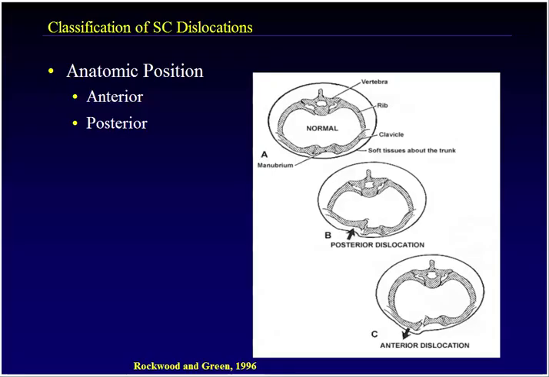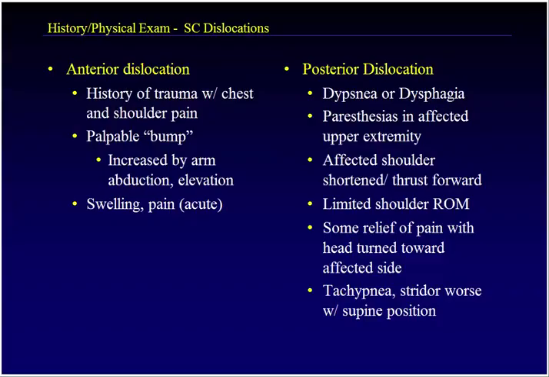We define sternoclavicular dislocations based on the anatomic position of the medial end of the clavicle relative to the sternum, and that can be either an anterior dislocation, as is seen here, or a posterior dislocation, as is seen here, and those both have their own unique clinical features. An anterior dislocation can be diagnosed with a history of trauma, with chest and shoulder pain. Frequently, you'll feel a palpable bump on clinical examination of the anterior aspect of the chest wall, and the bump can be exacerbated by abducting and elevating the arm, and these patients, of course, will have acute pain and swelling.